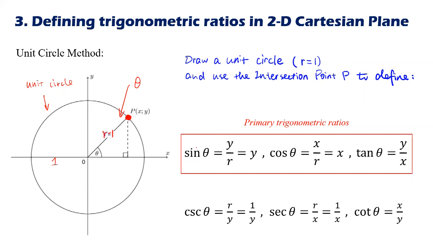Okay, in this way, sine theta equals y over r, right? This is according to the definition. And this time r equals 1, so sine theta is just y. So we can rewrite the point here: the y coordinate is sine theta. We also know that cosine theta is x over r, and r here is 1, so cosine theta is x. So the x coordinate is actually cosine theta. So the intersection between the terminal side and the unit circle is (cosine theta, sine theta). These are the coordinates of the intersection point P here. And tangent theta is y over x, the y coordinate over the x coordinate. For the other trigonometric ratios, you can always find them using the reciprocals of the primary trigonometric ratios.